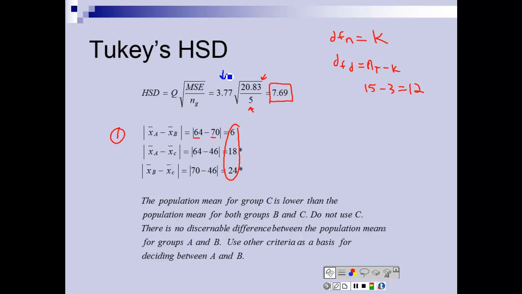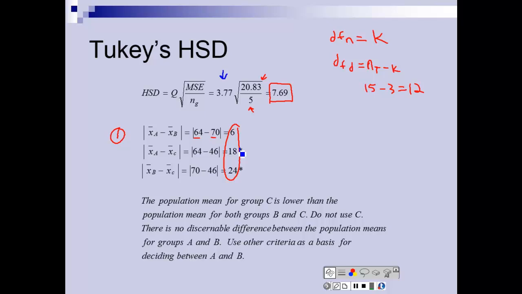I have to be honest here. I have no idea why people find that difficult. I just haven't been able to figure it out. Get the difference between each pair of sample means. They were 6, 18, and 24. How far apart before you conclude that there's a real difference?